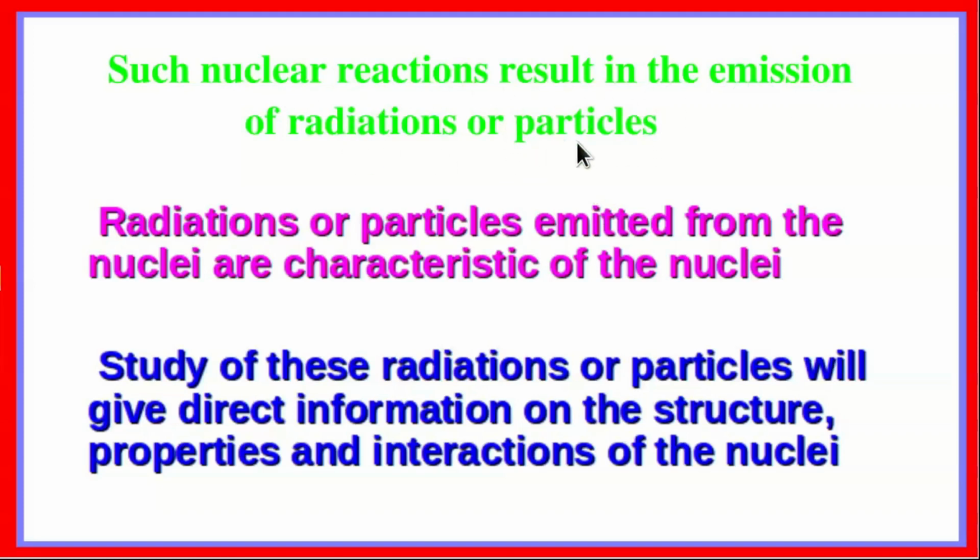The ejectiles can be either particles like protons, neutrons, alpha particles, or heavier ions, or maybe gamma radiations. These radiations or particles emitted from the nuclei are very characteristic of the nuclei from which they are coming out. A suitable study of these radiations or particles will give direct information on the structure, properties and interactions of the nuclei. So that is the basic aim of carrying out any nuclear reaction. And for carrying out such nuclear reactions, we require an accelerated beam of ions.